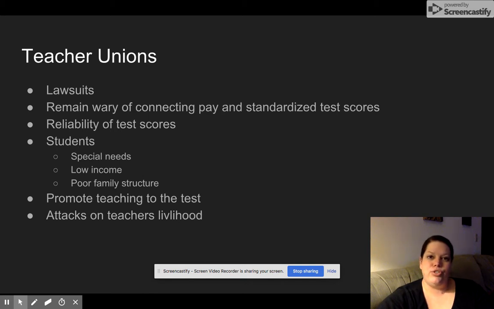Now, this is where the teachers' unions start to get involved, and we have those lawsuits that we've seen. Teachers' unions remain very wary of connecting pay with standardized test scores. For one, the reliability of those test scores. It's one test, one day, and students don't always perform well on those. And then taking into account the types of students that are taking these tests. A teacher that might teach special needs kids or have a high number of low income students or maybe a volatile home life, or some of those factors not being able to contribute those factors to test scores.